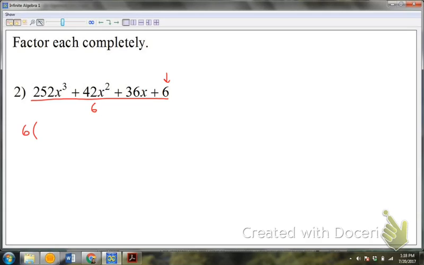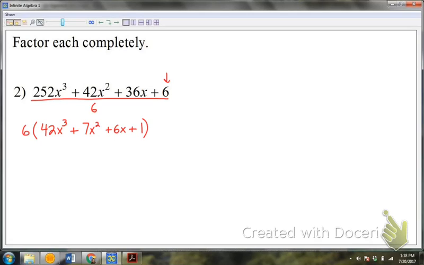Okay, what is 252 divided by 6? 42. So this stays 42x cubed plus 42 divided by 6? 7x squared. So with these kind of problems, the order does matter, right? Plus 6x. Not technically. You can still do it without doing the order, but it makes life a lot easier if you do it this way.